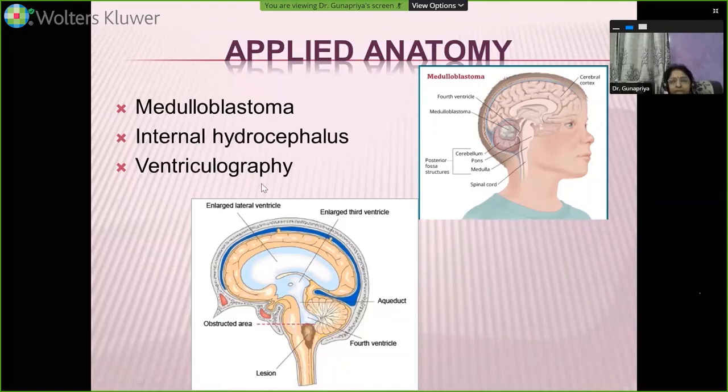Ventriculography is done by injecting through the central canal of the spinal cord or through the medulla. You can inject a dye to completely visualize the ventricular cavities of the brain, all the ventricles of the brain. You can see to what extent they have expanded. Nowadays, the ventriculography procedure is not really warranted, because you can find out everything in MRI and CT.